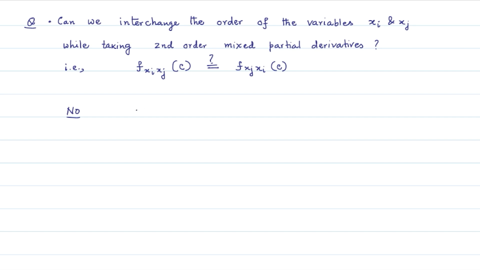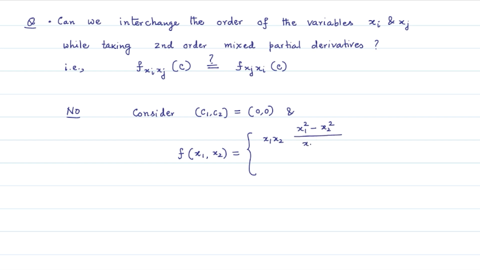For instance, we consider the point C to be the origin in the R2 plane and the function defined on the R2 plane is given by x1 x2 times (x1 squared minus x2 squared) divided by (x1 squared plus x2 squared), when this denominator is not 0, that is, the point (x1, x2) is not the origin of the R2 plane, and the function value is 0 at the origin of the R2 plane.